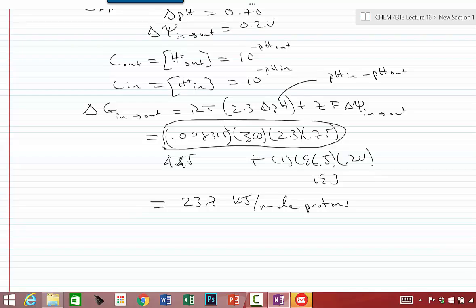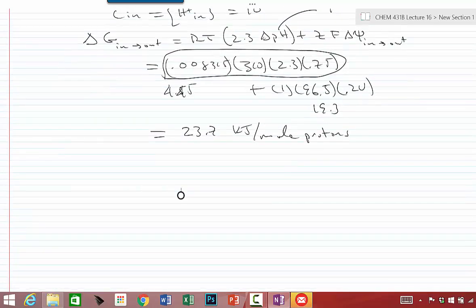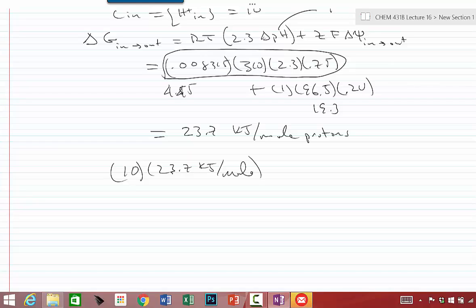Now, does anybody remember? You can cheat if you want to. How many protons get translocated for every molecule of NADH which is oxidized? 10. Very good. 10. So if we're going to be fair in terms of calculating how much energy is going to be created from NADH, we have to multiply this value by 10. So 10 times 23.7 kilojoules per mole, because we have 10 moles of protons.